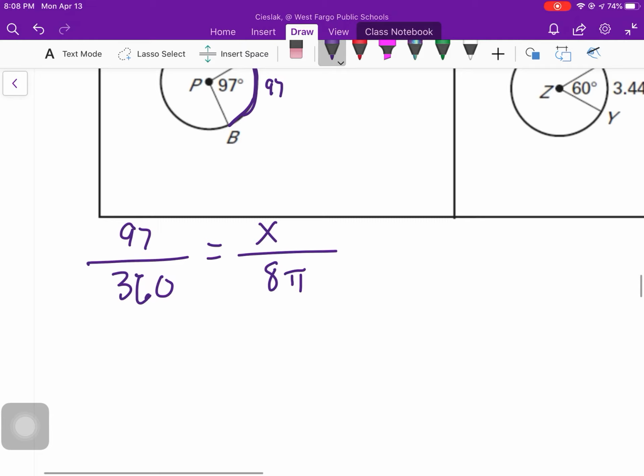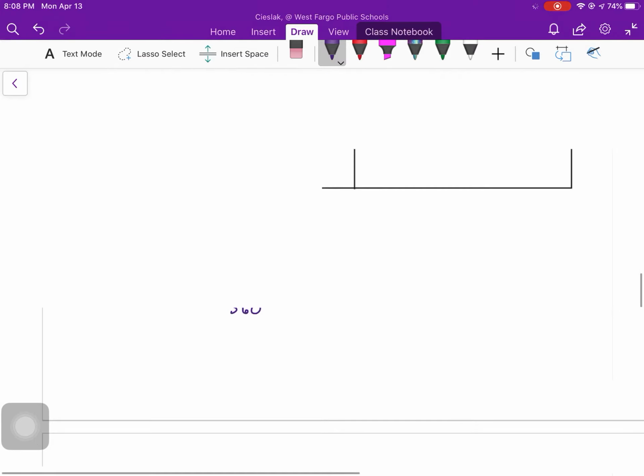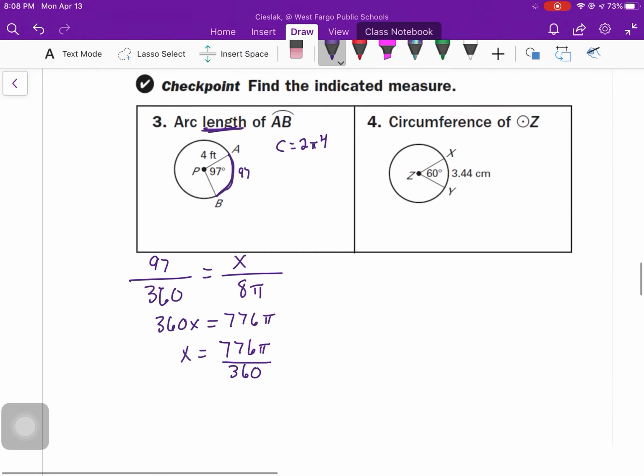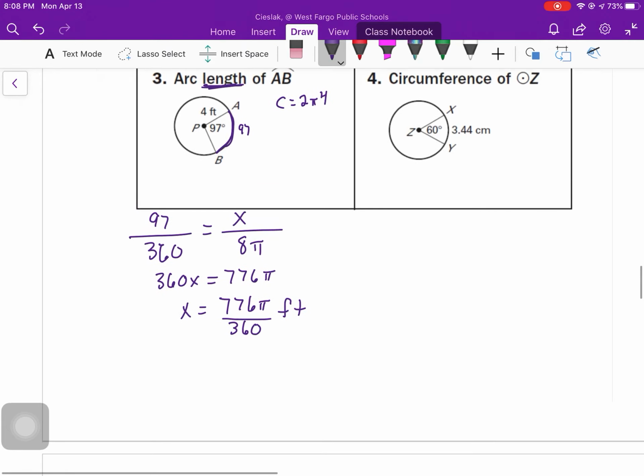If I cross multiply and solve here, this would give me 360x is equal to 776 pi. This is going to give me x is equal to 776 pi over 360. If I asked you to leave it as an exact answer, you would tell me it is that value, but you'd have to tack on that it is in feet. Rounded to the nearest tenth, we get 6.8 feet.